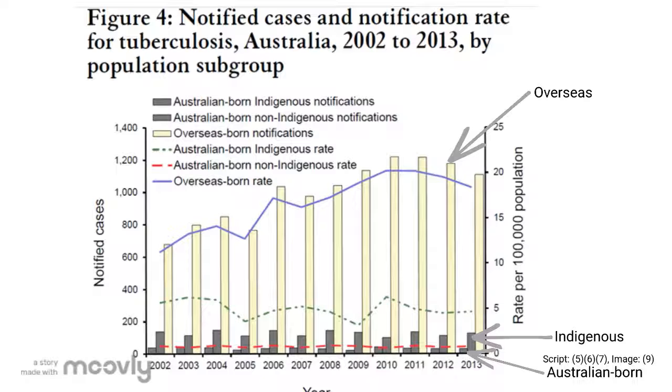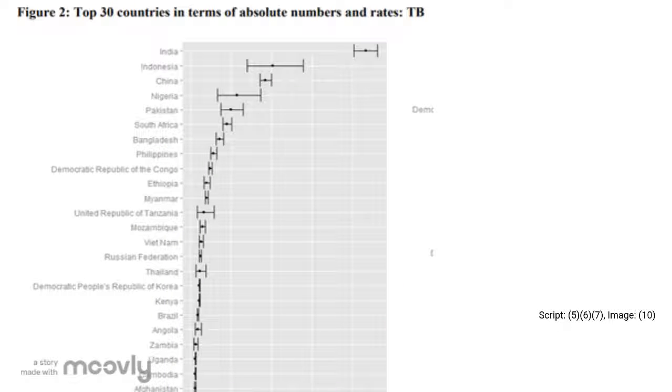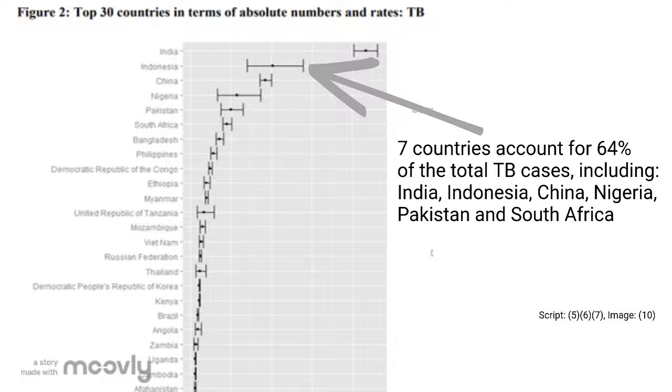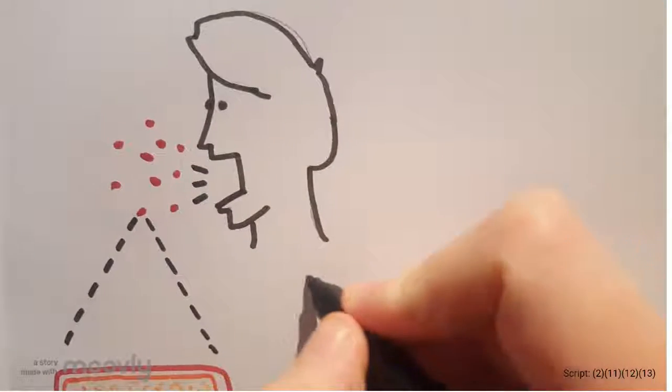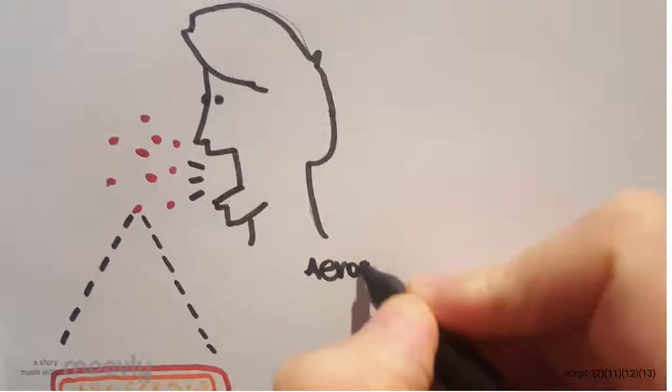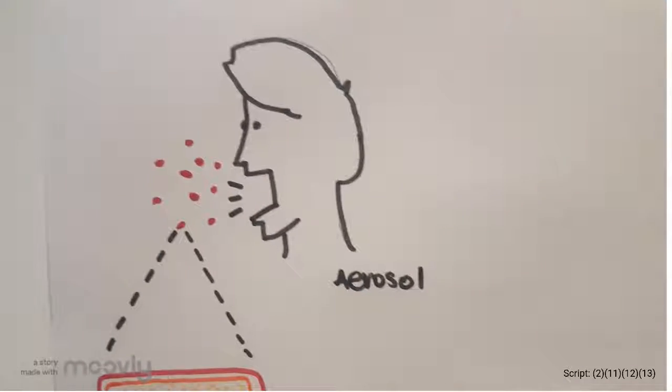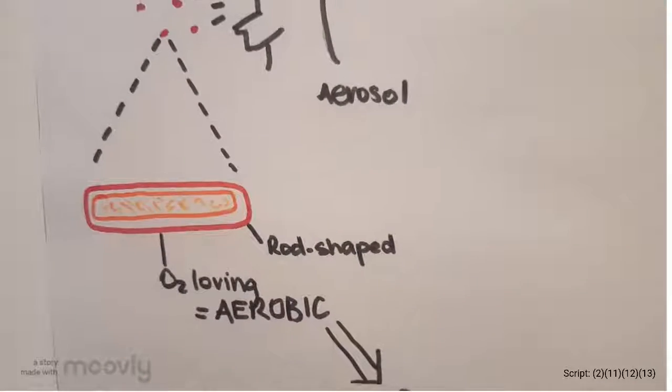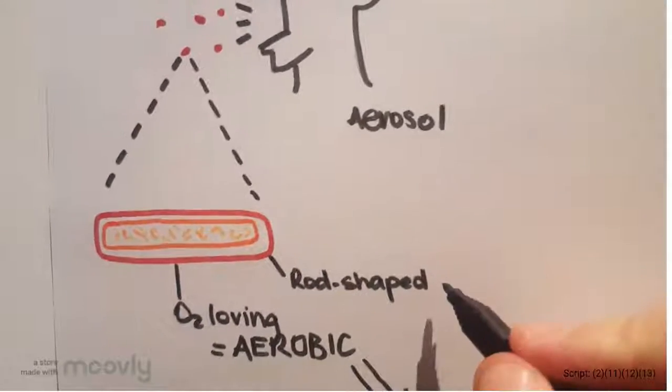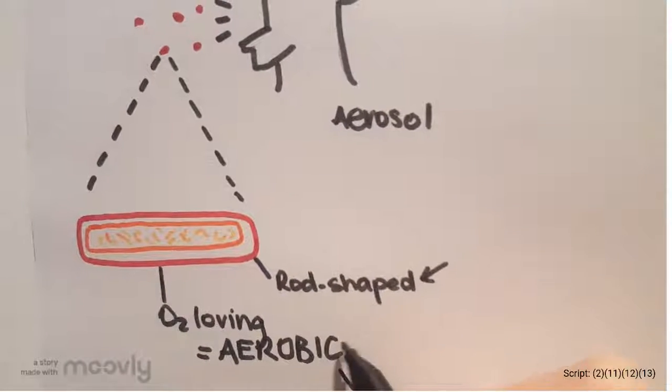During Nikki's history, she reveals to the doctor that she has recently migrated from Indonesia, which is one of the 7 countries accounting for 64% of the total cases worldwide. Tuberculosis is spread as an aerosol when a person suffering an active pulmonary or laryngeal infection coughs, sneezes, or speaks. As a rod-shaped, non-spore-forming aerobic bacterium, they are inhaled and settle throughout the airways.